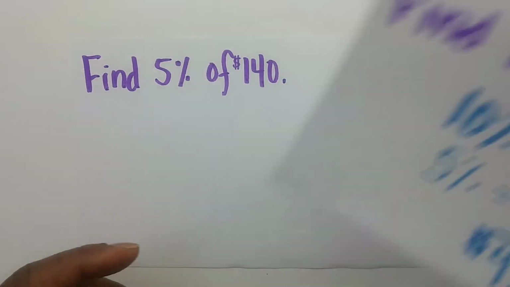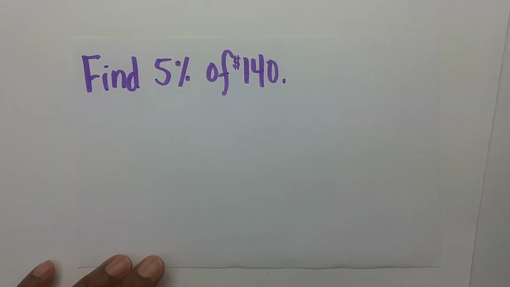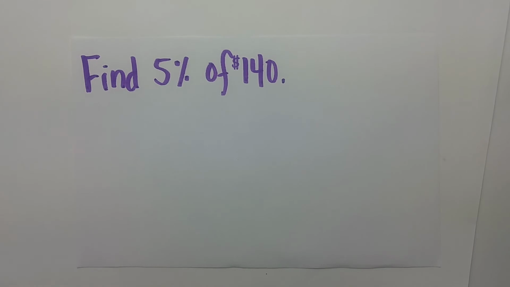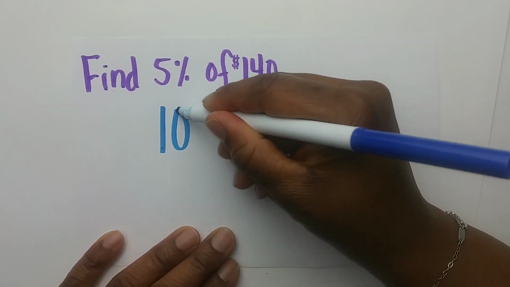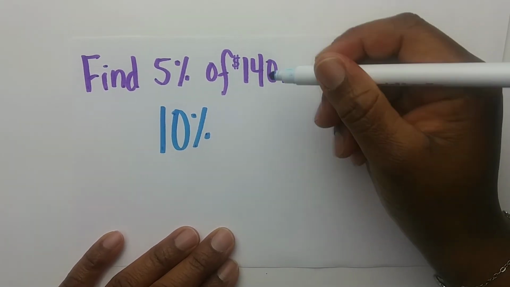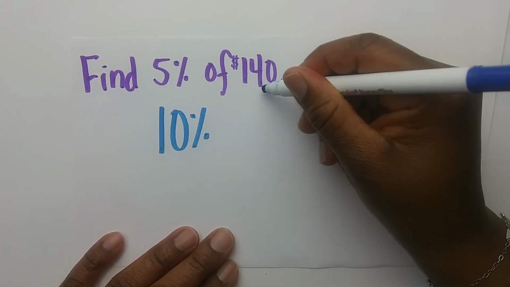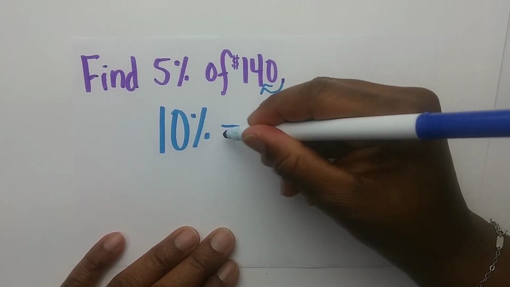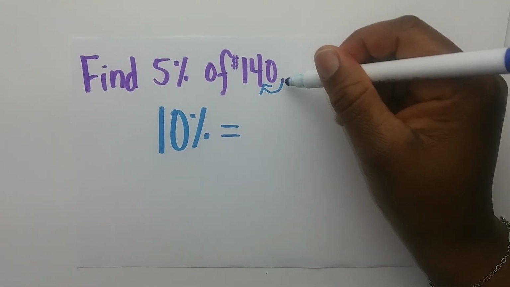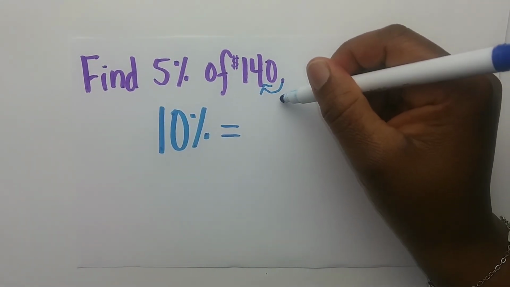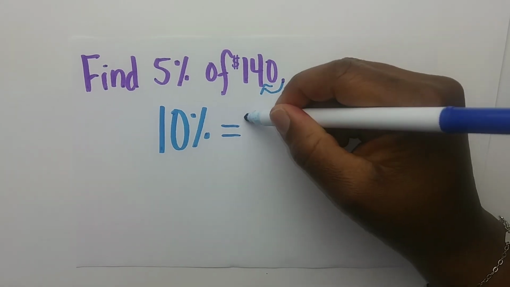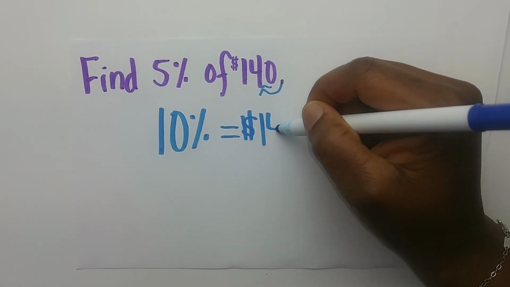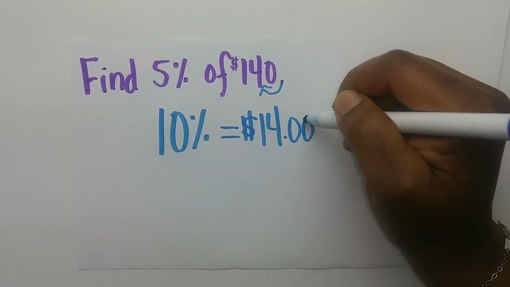Last example. In this example, I want to find 5% of $140. Again, I do want to start with 10% of my numbers because it's easy for me to work with. I just simply move the decimal point over 1 place to the left, and that would be $14.